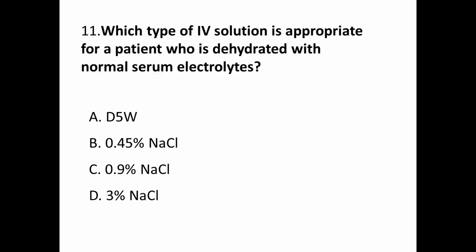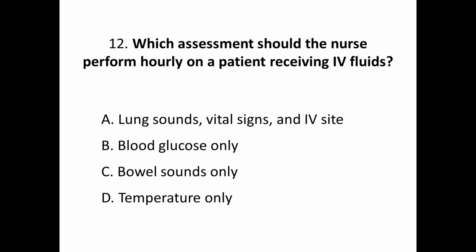Question number 11, which type of IV solution is appropriate for a patient who is dehydrated with normal serum electrolytes? Is it A, D5W, B, 0.45% of sodium chloride, C, 0.9% of sodium chloride, or D, 3% of sodium chloride? And the answer is C, 0.9% of sodium chloride.